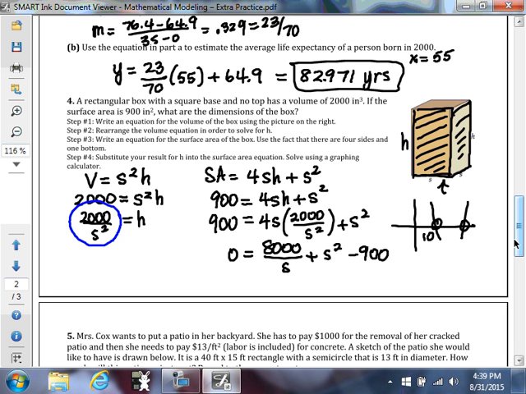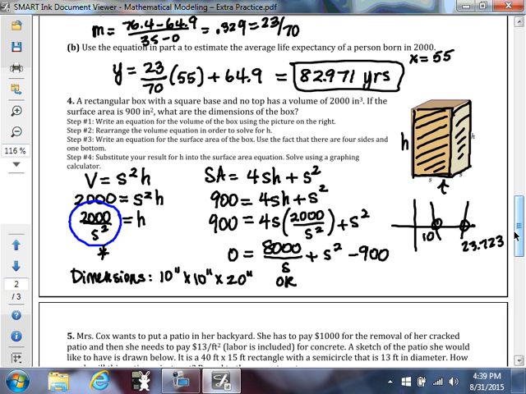So as I find this answer, I get 23.723. Okay, both of those will work. So when it says, what are the dimensions of the box, there's 2 answers. So if s is 10, then that means I have 10 inches by 10 inches by, and I plug into this formula, right? So if I do 2,000 divided by 10 squared, 2,000 divided by 100, whenever you divide by things with zeros, you can cross out the zeros, so I get 20. So it's 10 by 10 by 20.